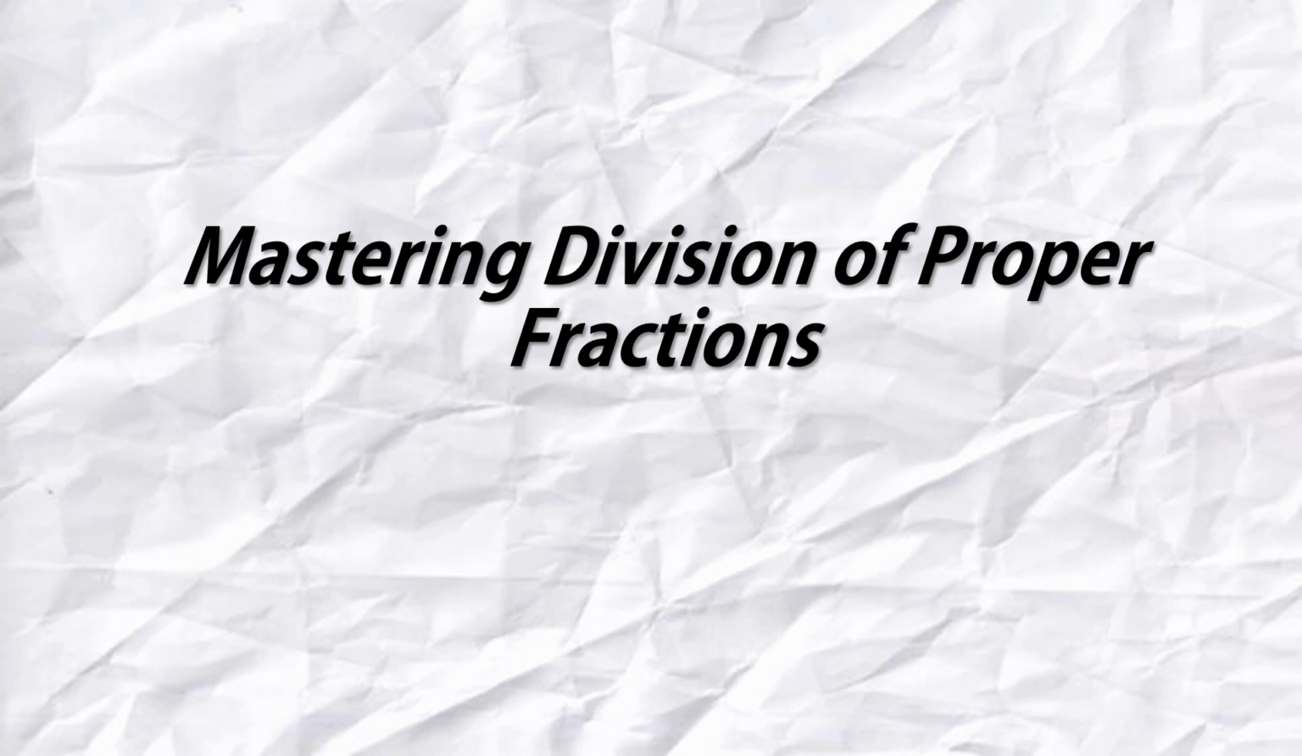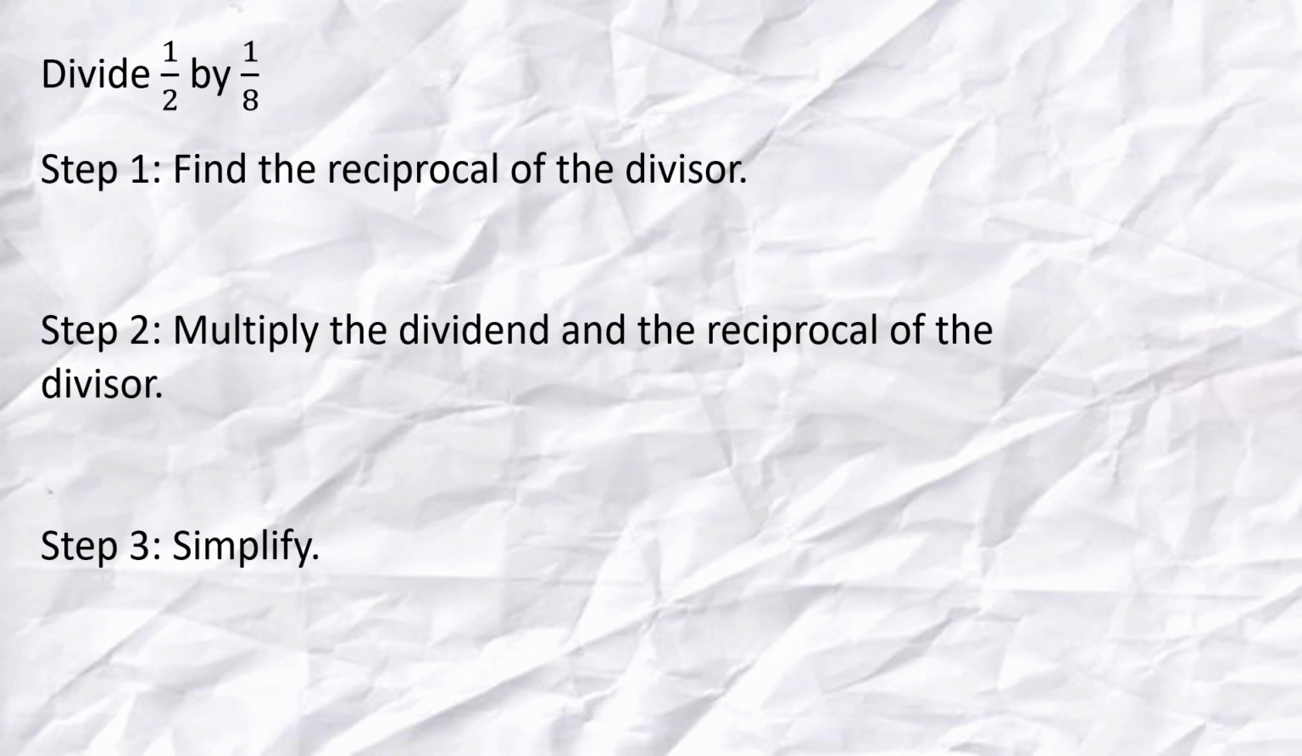So in this lesson, we'll be discussing division of proper fractions. To start with, let's have these given. Divide 1/2 by 1/8. The first thing that you need to remember is you have to find the reciprocal of your divisor. In this case, our divisor is 1/8. When we say reciprocal, all you have to do is flip the fraction. The denominator will become your numerator, and your numerator will become your denominator. So from 1/8, your reciprocal will now become 8/1.